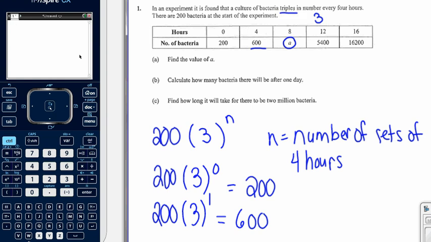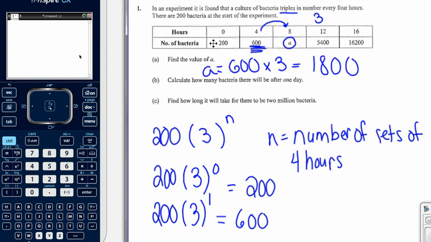Okay, to get the next one, we could simply multiply 600 by 3, because it's going to triple after another 4 hours. So we're going from 4 hours to 8 hours. That's another set of 4 hours. So we know the number of bacteria is going to triple. So we'll have 600 times 3, which is, of course, 1800. So A is equal to 1800.